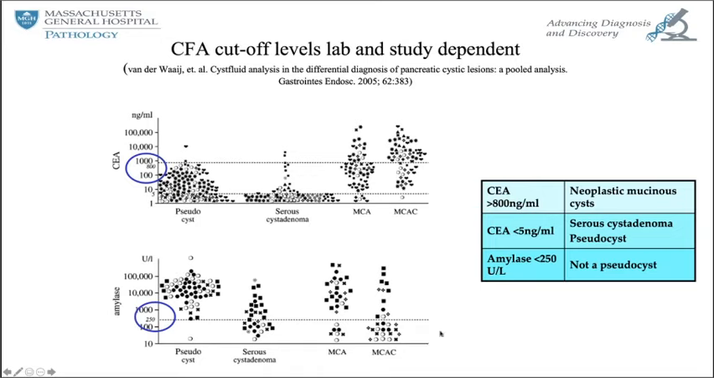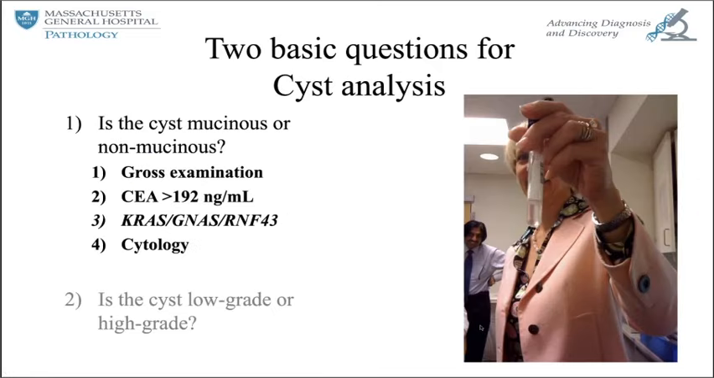And then your amylase comes into play, being very helpful for the diagnosis of a pseudocyst. As you can see here, it has to be above 250, usually they're in the thousands for a pseudocyst. So an amylase of, say, 100 is not going to be a pseudocyst. And also, amylase levels tend to be very low in serous cystadenomas. You cannot use it to distinguish mucinous cystic neoplasm from IPMN.